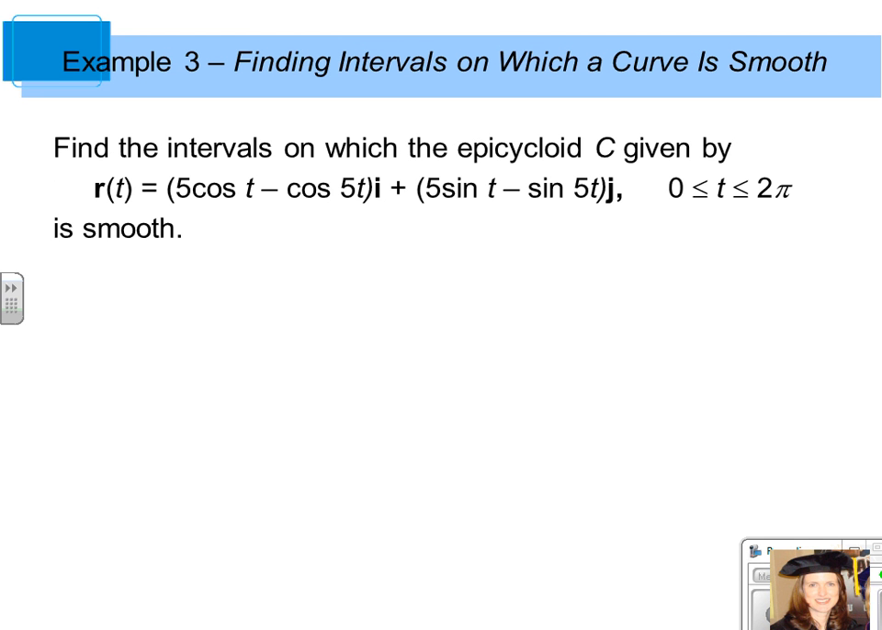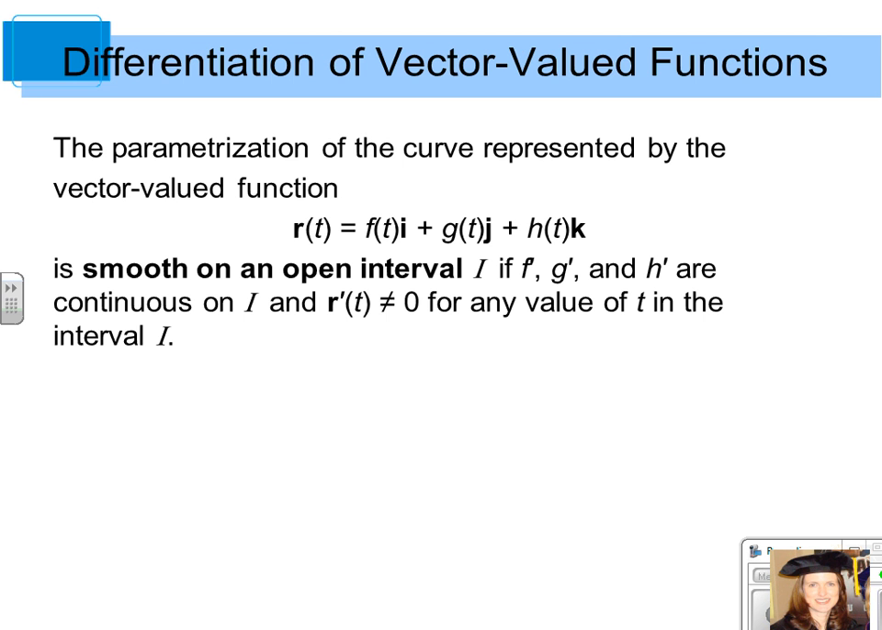For this example, we want to find the intervals on which the epicycloid C, given by r of t equals 5 cosine t minus cosine 5t i plus 5 sine t minus sine 5t j, where t is between 0 and 2 pi, is smooth. So we want to find the intervals where this vector valued function is smooth. Going back to the previous slide, we say it's smooth if all those derivatives are continuous and if r prime of t does not equal 0.